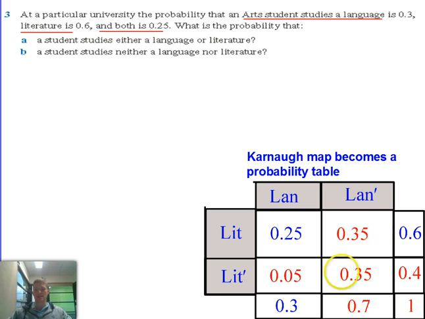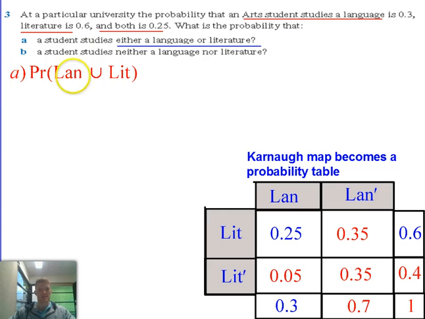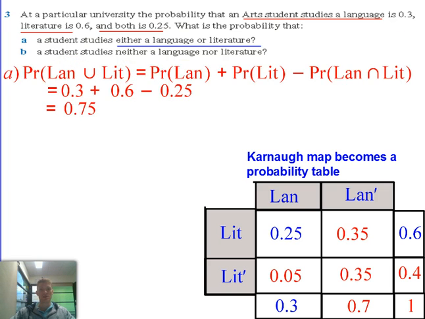And we can work out the last one there. That's the last missing probability. 0.35 would be that result. So let's answer the question. A student studies either a language or literature. Well, that is this probability situation. Language union with literature. So this is language or literature occurring. And we use our addition rule. There it is. And so each part of the rule we can identify from it.